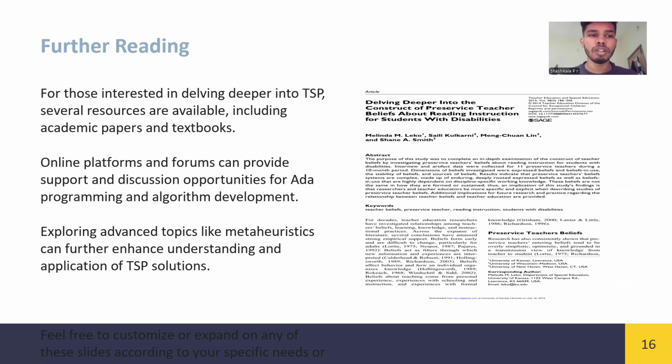You can read all the academic papers and textbooks if you want to know about TSP in brief. So this is all about the traveling salesman problem in Ada.